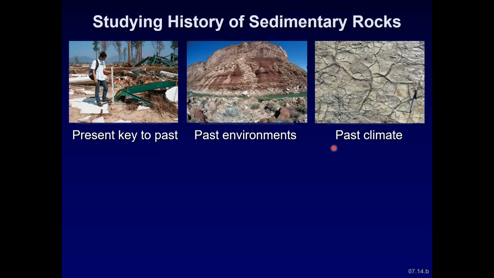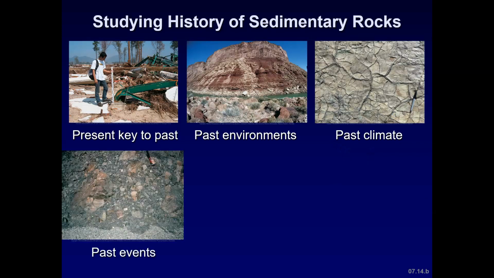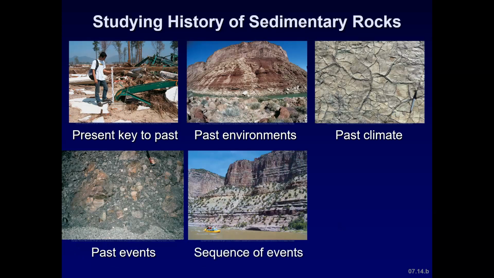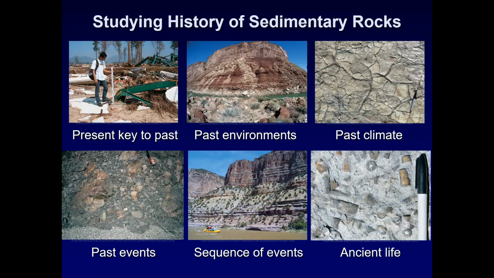This is Georgetown Lake, Montana. Past events, we'll look at those by studying ancient deposits of geologic events, such as landslides. We can infer the processes that occurred and how those events impacted the landscape. We can look at sequences of events. Successive sedimentary rock layers give us clues about how environments changed over time. This is the Green River in Utah. And then ancient life. By studying succession of fossils, we can infer how life on Earth evolved.